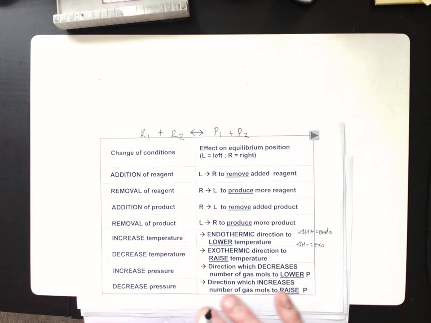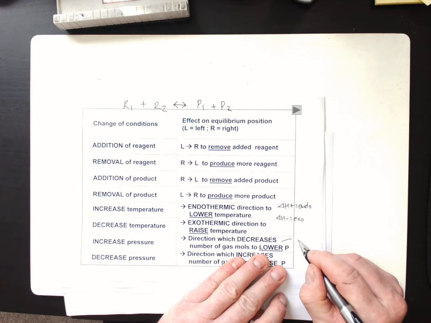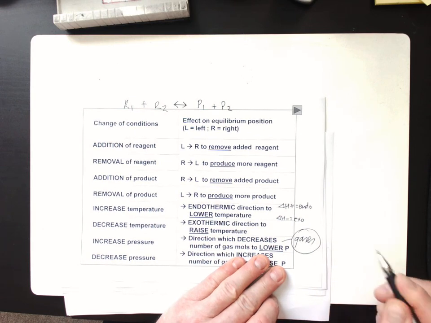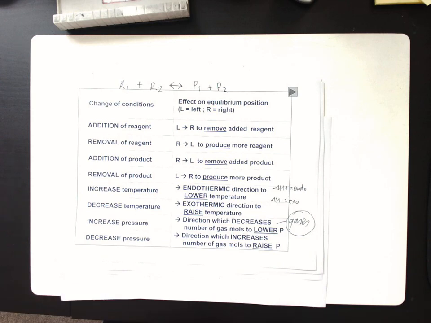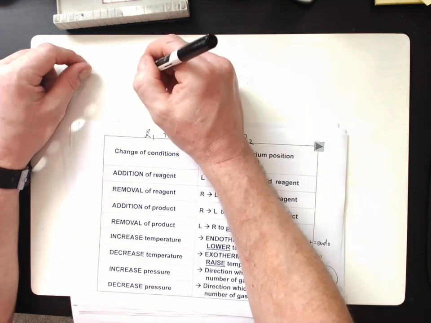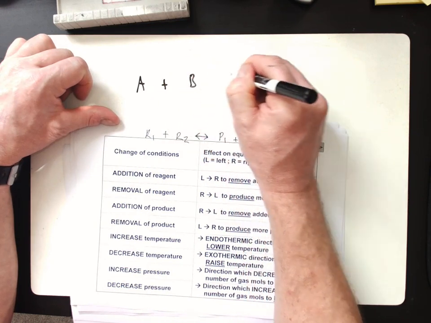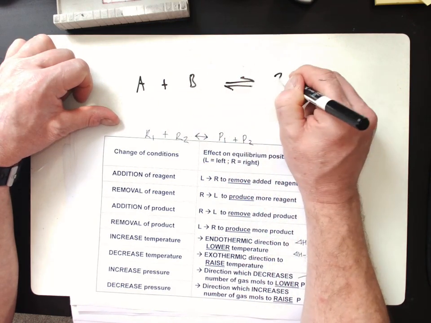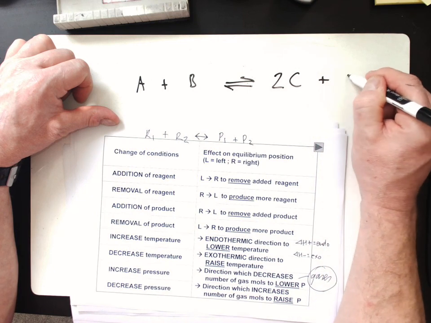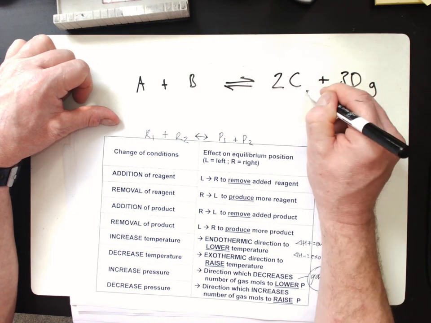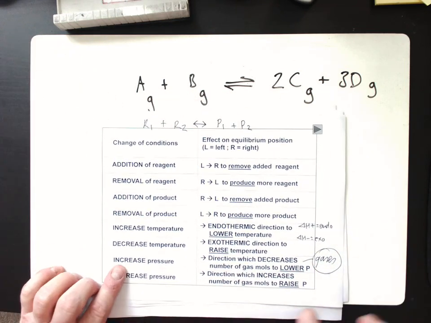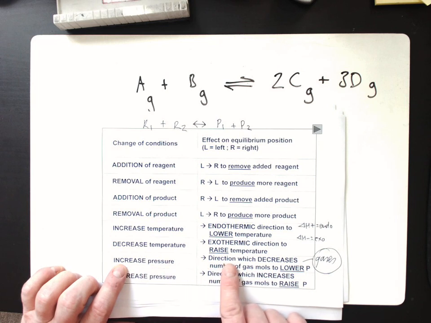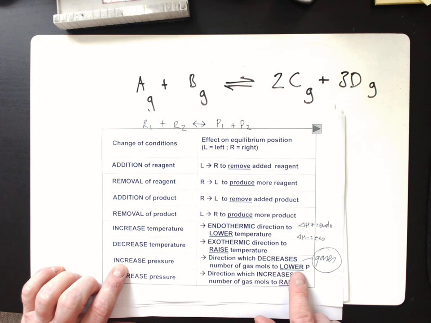First thing you need to be careful about with pressure is you read the question carefully and you make sure, if you're going to talk about pressure and equilibrium, that whatever you're looking at are actually gases, because if they're not gases, pressure isn't going to be a factor. So let's take again A plus B sits in equilibrium to 2C, let's say this time, plus 3D, and we'll make them all gases. So the rule is, if I increase the pressure, it moves in the direction which decreases the number of moles of gas.